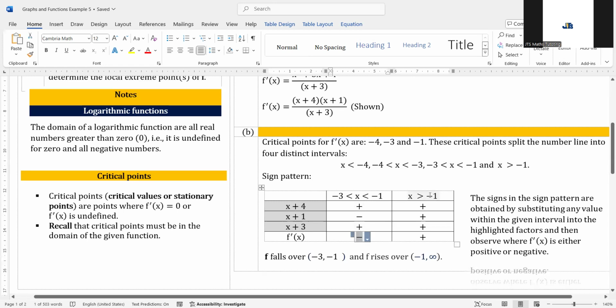All right, beautiful. Now coming to this interval, let me take, say, 2. 2 plus 4 gives me 6. 2 plus 1 gives me a 3. 2 plus 3 gives me a 5, all of which are positive, right? This is going to be the final one here.